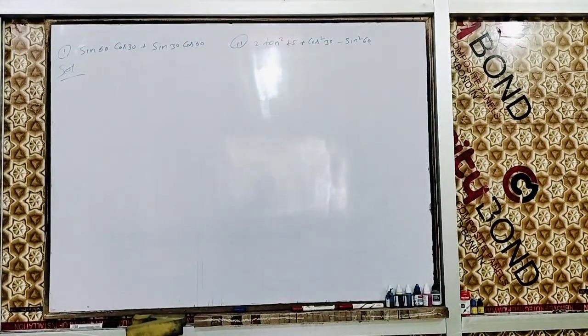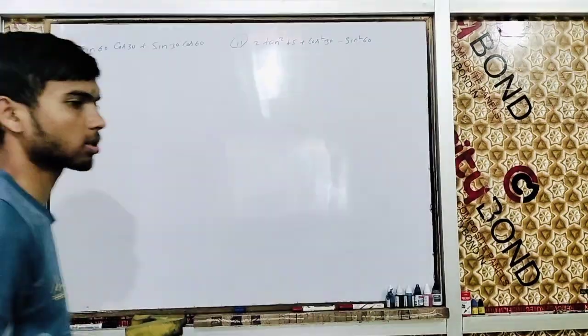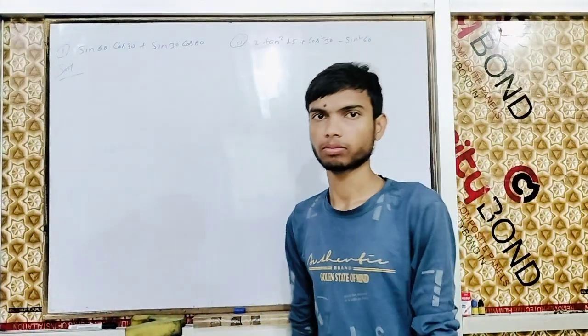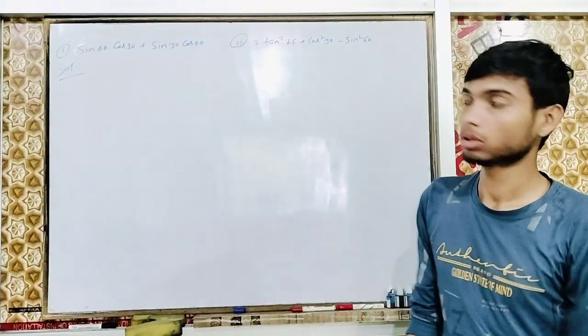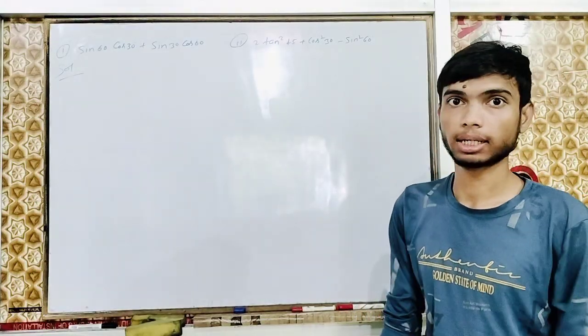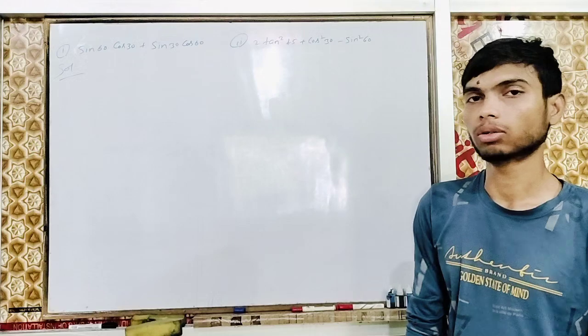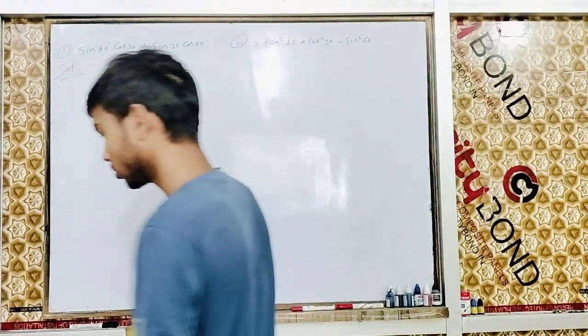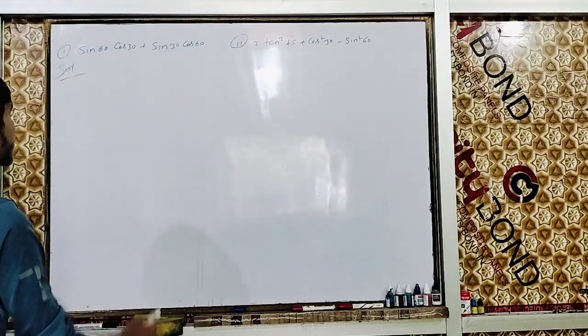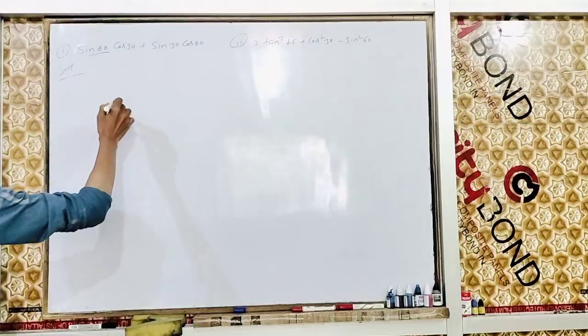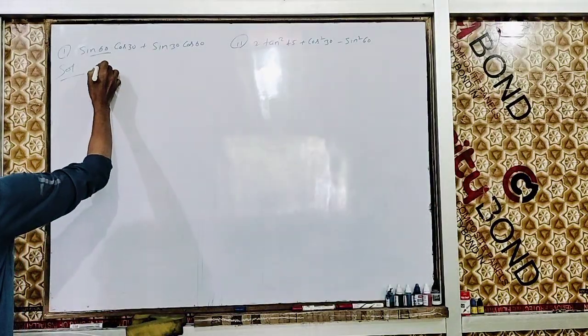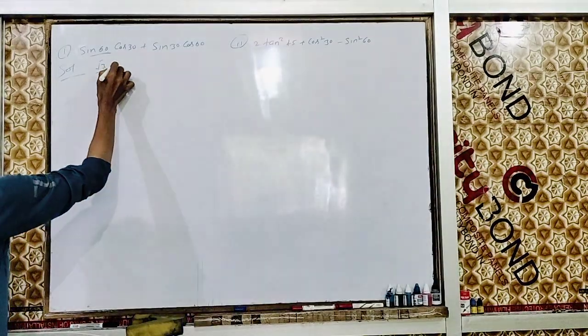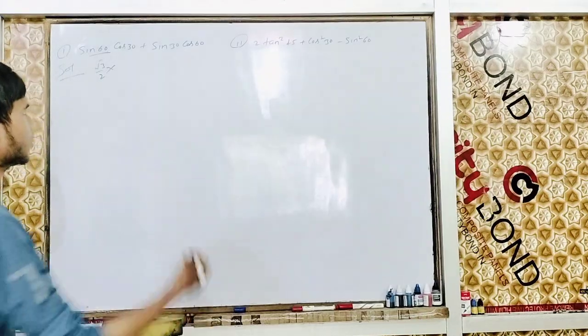Value of sine 0 degree is 0, sine 30 is 1 by 2, sine 45 is 1 by root 2. Then sine 60 gives us root 3 upon 2. Then sine 90 is equal to 1. Here we have 60, so it will be how much? Root 3 upon 2. And cos 30 is root 3 upon 2.